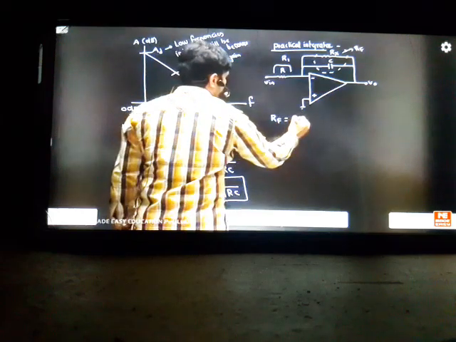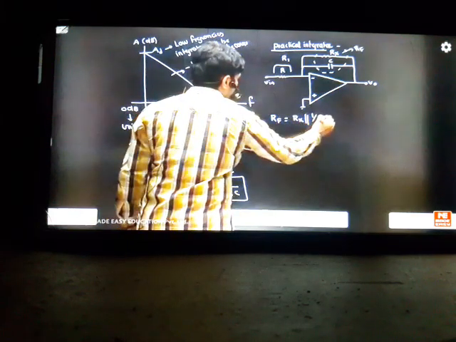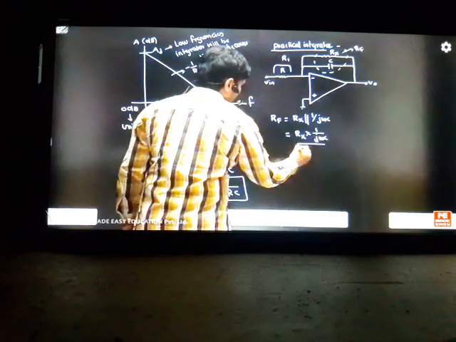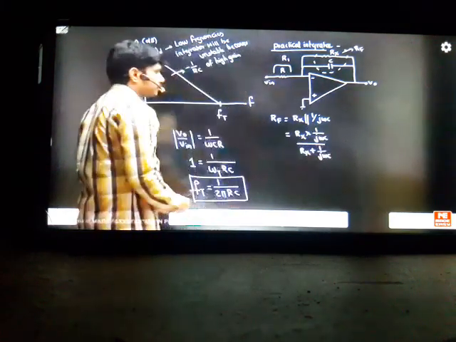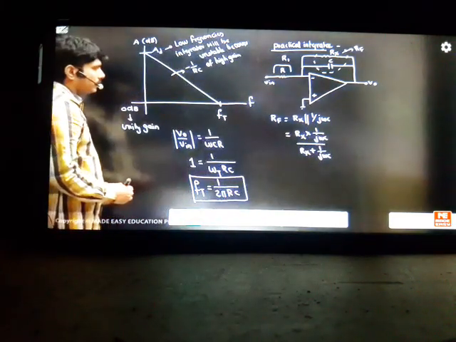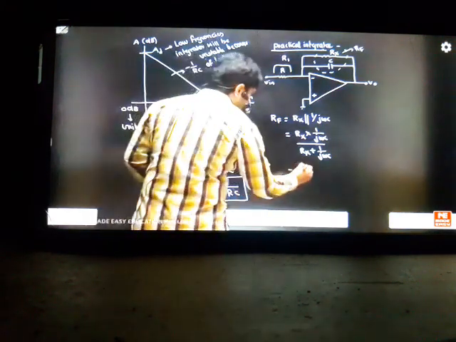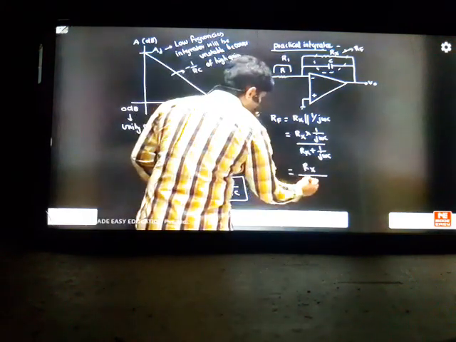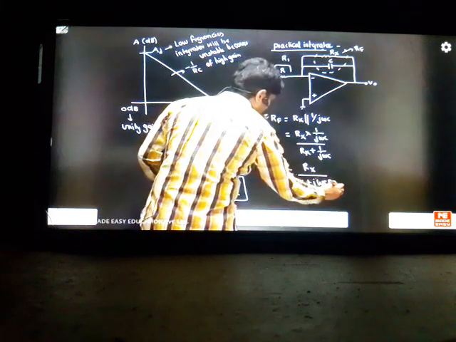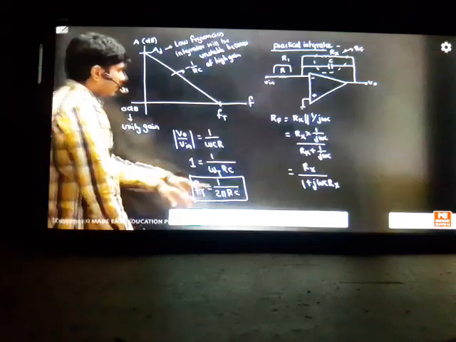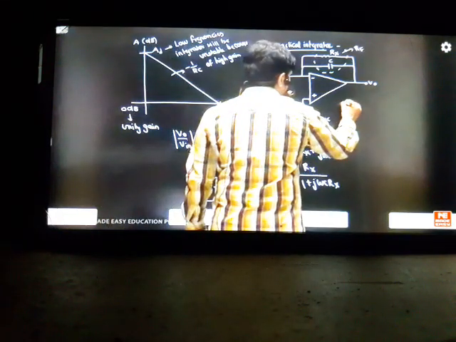You can do it. It is Rx parallel to 1 by j omega C. So it is Rx into 1 by j omega C divided by Rx plus 1 by j omega C. You can write like this. So this can be represented as Rx by 1 plus j omega C into Rx. J omega C is cancelled. So Rx by 1 plus j omega C Rx. This is the RF value. So what is the gain formula here? AF, otherwise the transfer function we can say.